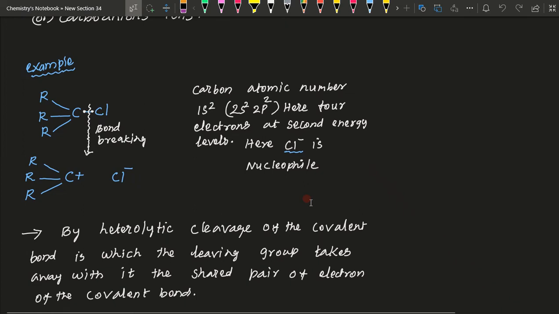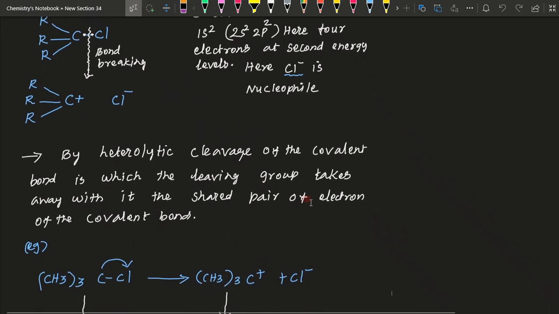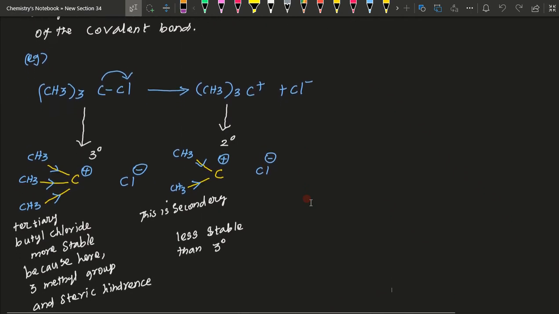By heterolytic cleavage of the covalent bond, the leaving group takes away with it the shared pair of electrons of the covalent bond. For example, see this example. There are 3 methyl groups, the carbon, chlorine. So chlorine pulls the one electron from the carbon, so it gives CH3 thrice, carbon attained positive charge, plus Cl minus.